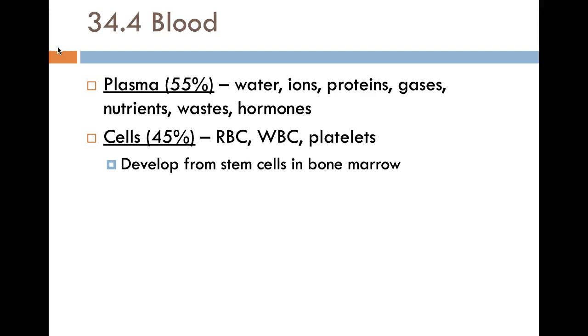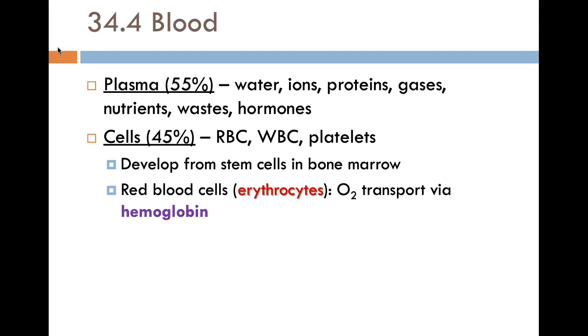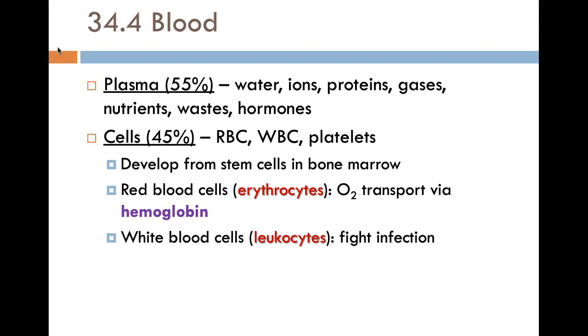Red blood cells develop from stem cells in bone marrow, and so do the white blood cells. Red blood cells, of course, have another name: erythrocytes. Oxygen is transported via the hemoglobin protein. White blood cells have another name as well, leukocytes, and these are the types of cells that fight infection. Now, as I said a second ago, what are platelets? Platelets are cell fragments which are very helpful for clotting blood.